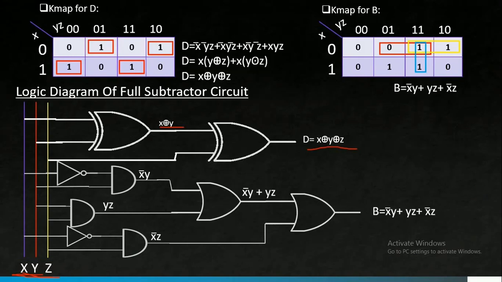now for the borrow part, you see, first we have to complement the X and then we have to combine it with an AND gate. So we have complemented the value of X and we have got X complement AND Y, then Y AND Z through an AND gate, and then X complement AND gate with Z. Now these three equations are combined with the help of an OR gate. So first we have combined the first two equations, that is X complement Y with OR gate to Y AND Z, and then the result is combined with an OR gate again, and the resultant is this.